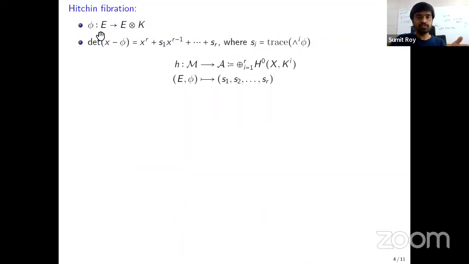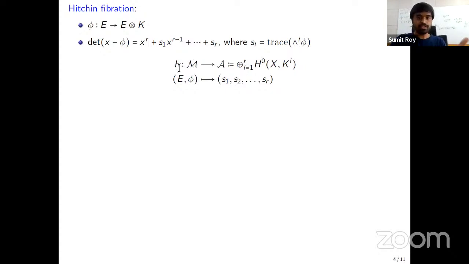So phi, that is the Higgs field, is a morphism from E to E tensor K. So you can think of it as an element of the endomorphism of E with values in K. So you can talk about the characteristic polynomial of phi, where the coefficients s_i of the characteristic polynomial are basically the trace of the i-th exterior power of phi. Okay, so for example, s_1 is the trace of phi. Okay, and s_r, that is the determinant, is the trace of the top exterior power of phi. Okay.